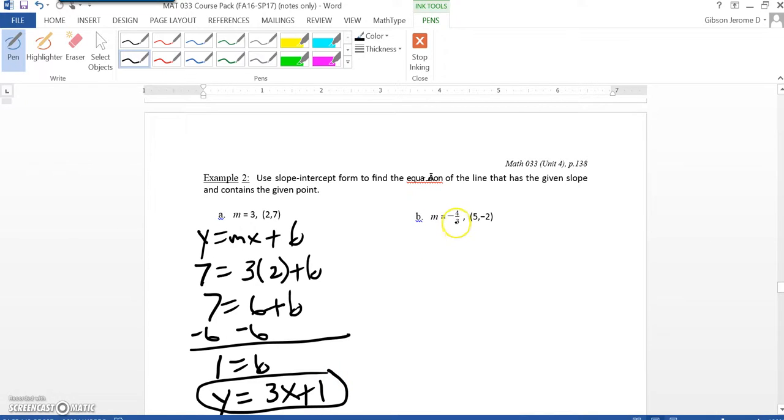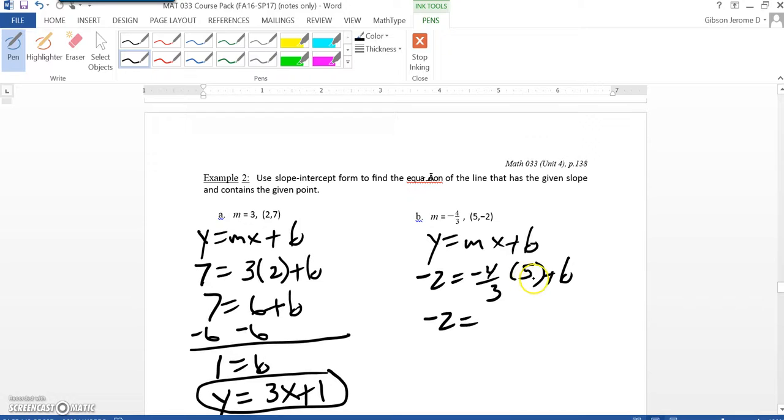Now, it says here, we have the slope is negative 4/3, and the point (5, negative 2). So we go through the same process here. We use the same equation, y equals mx plus b. The y value is negative 2, the slope is negative 4/3, and our x value is 5. Now, we have negative 2 equals negative 4/3 times 5. We know that's the same as 5 over 1, which will give us negative 20 over 3. When we multiply negative 4 times 5 and 3 times 1, that will all be added to b.